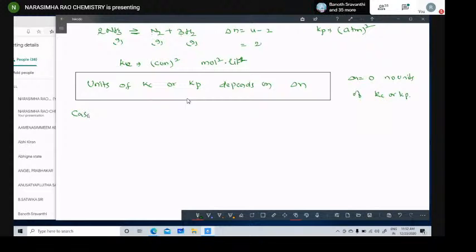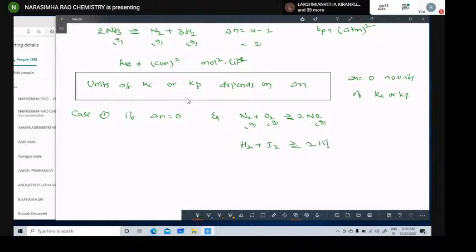Case 1: if delta n is equal to 0. Example I am taking, children: N2 + O2 is in equilibrium with 2NO, gaseous, gaseous, gaseous. Another example: H2 + I2 is in equilibrium with 2HI, also gaseous, gaseous, and gaseous. Right, children? In both these cases, delta n is equal to 0.